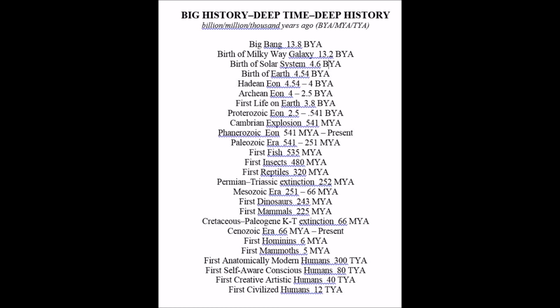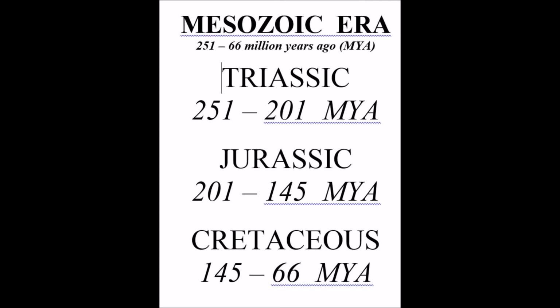The first reptiles appeared 320 million years ago, with dinosaurs arriving 251 million years before the present, ushering in the Mesozoic era, with its famous Triassic, Jurassic, and Cretaceous periods.